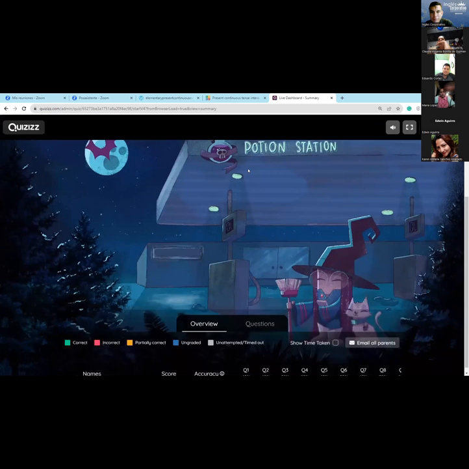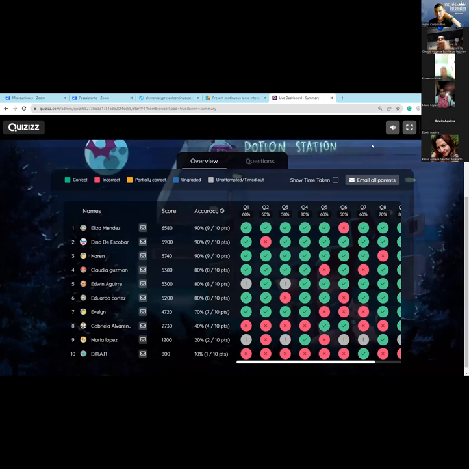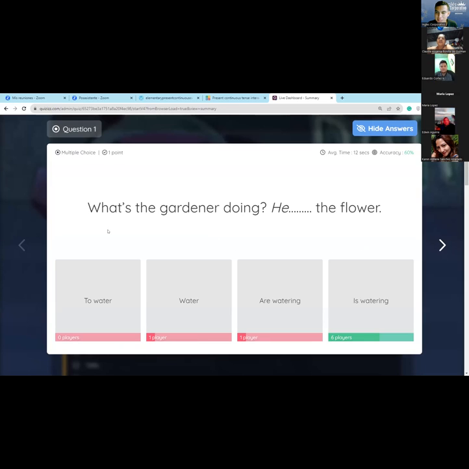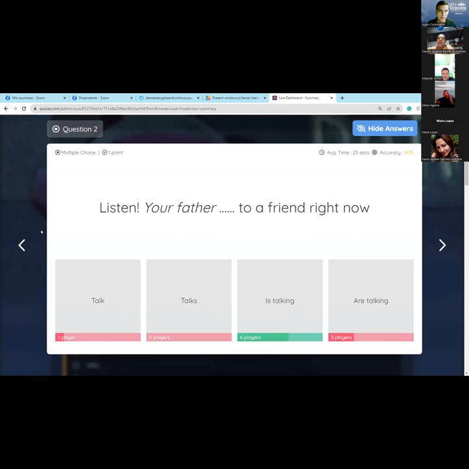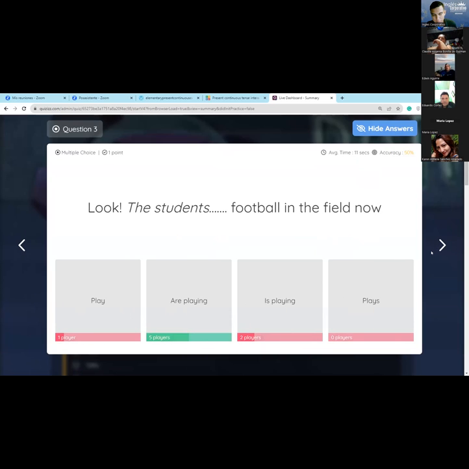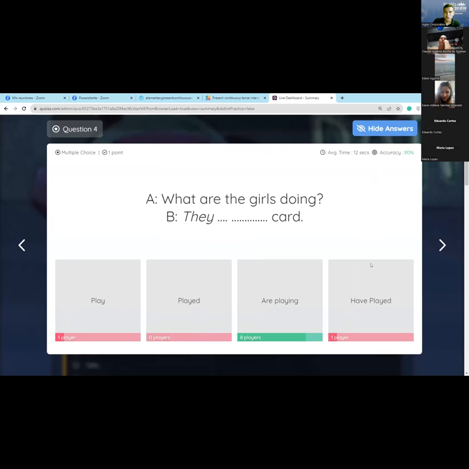Bueno, finalizamos el ejercicio. We finished the exercise. Now we're going to check the questions. Por ejemplo, aquí dice he is watering the flowers. Listen, your father is talking to a friend right now. Look, the students. The students are playing. What are the girls doing? They are playing cards.